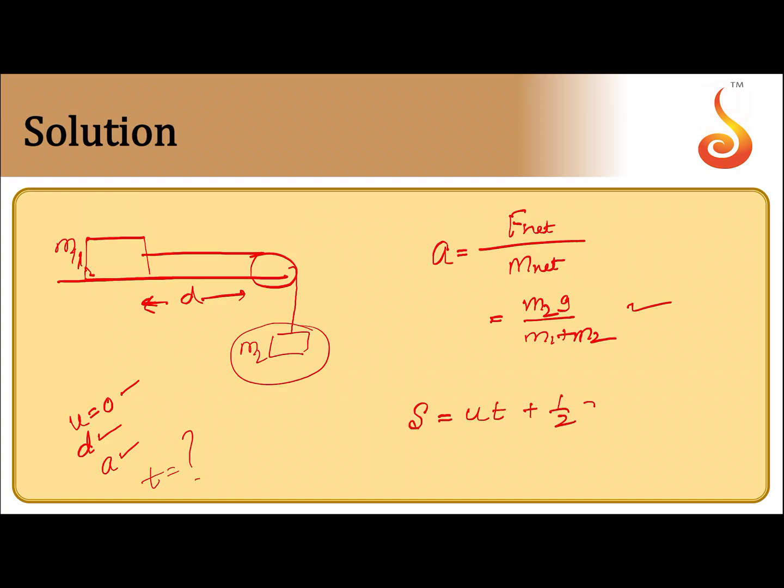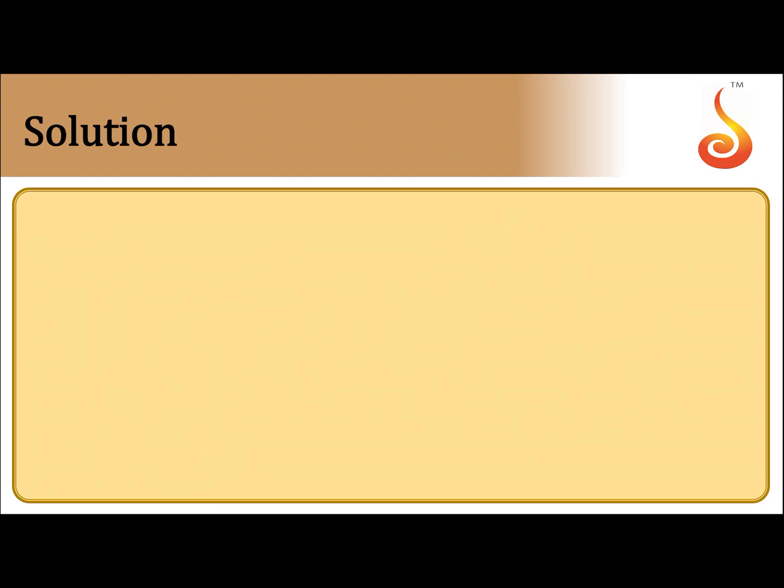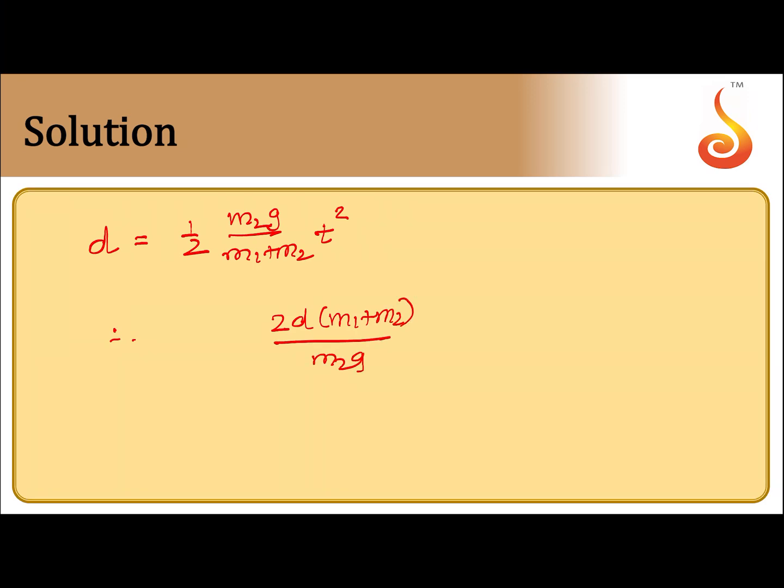s equals ut plus half at square. Now, s is d, u is 0, and a is m2g divided by m1 plus m2, into t square. Therefore, we have t square equals 2d (m1 plus m2) divided by m2g. This is our expression for the time required: t equals the square root of 2d into (m1 plus m2) divided by m2g.